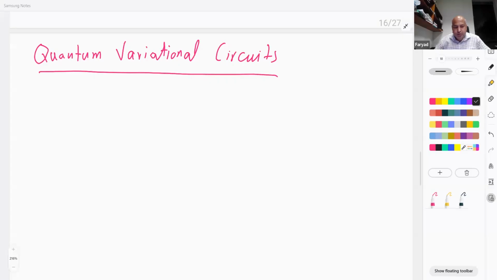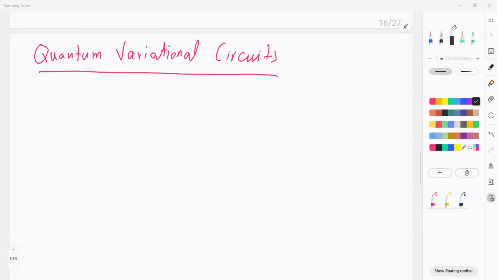So let me start by sharing my notebook. Okay, so let's begin. I hope the notebook is visible, and if there's any issue, Gibran, please let me know.